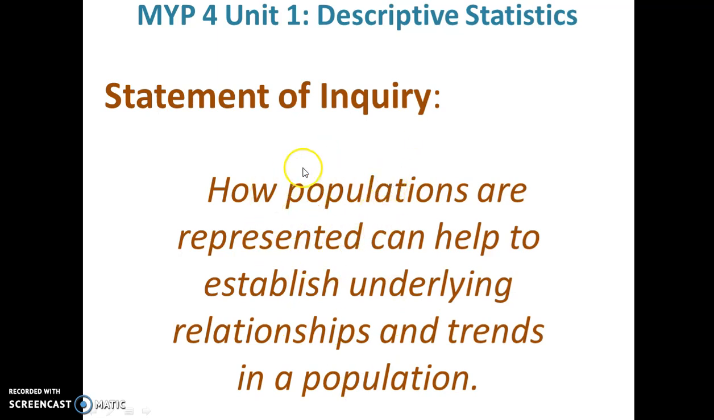We're going to take populations, and those can be groups of things in statistics, and we represent them in box plots or stem and leaf plots. So how we represent them can help us establish underlying relationships. Basically, how we present data can help us look at what's going on in that data set. What can it tell us about the data set? Basically, we can describe the data set really well using statistics.